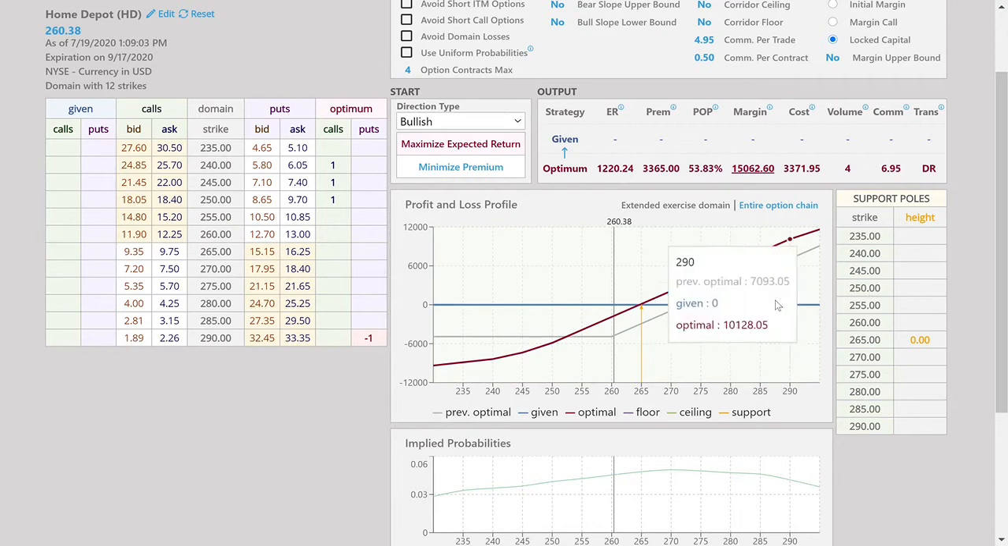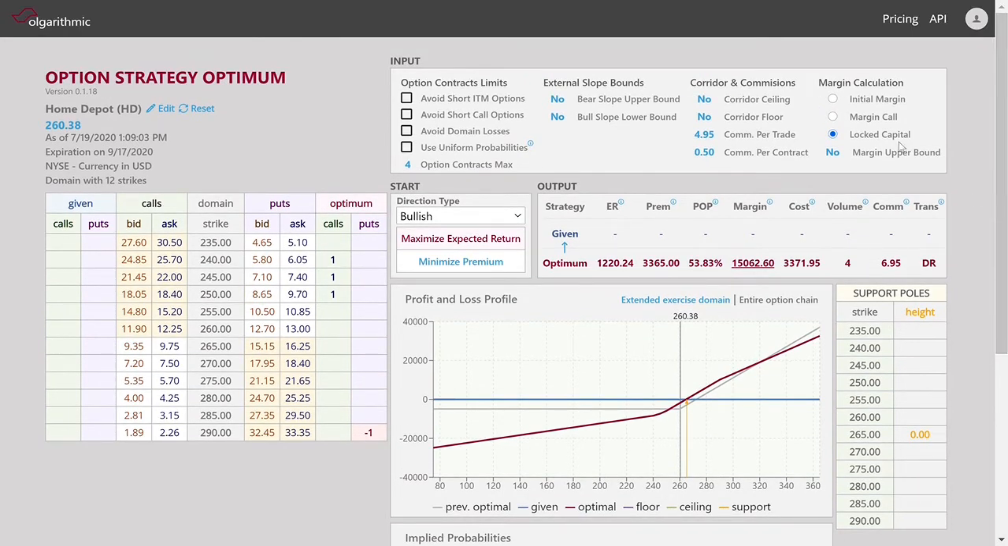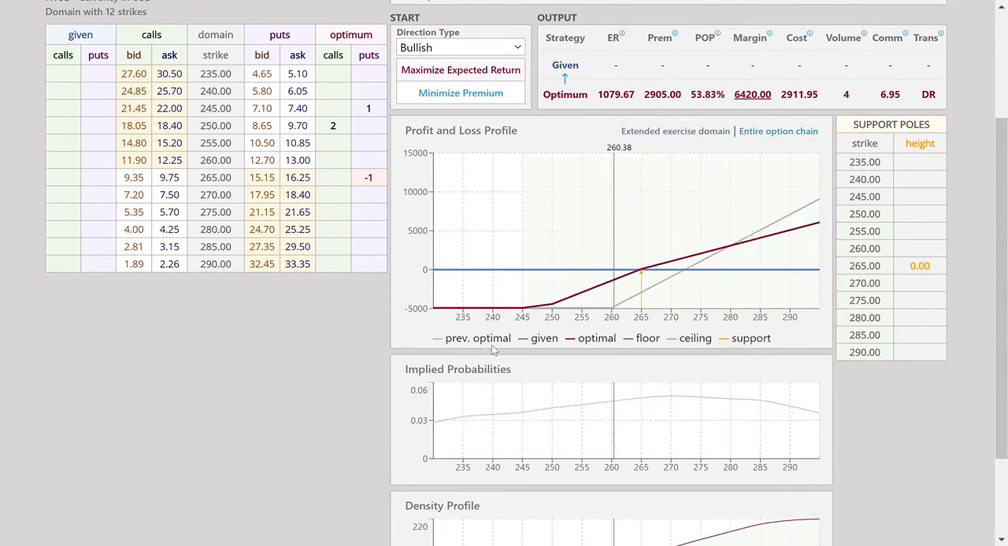We look at the strategy and this profile carefully and say, but this strategy has a downside risk. So let us go to the entire option chain view and see that the profile goes down if the stock market price goes down, and the maximum loss is unlimited. But we can fix this issue by requiring that the upper bound of the bear slope should be 0. So put 0 here and click maximize expected return. And now we have a new strategy without downside risk.